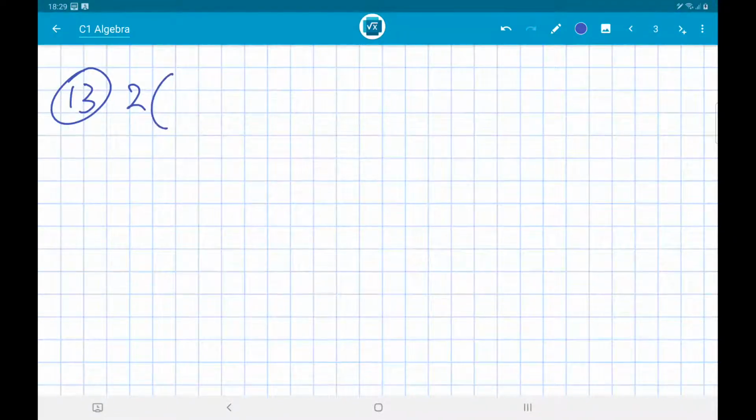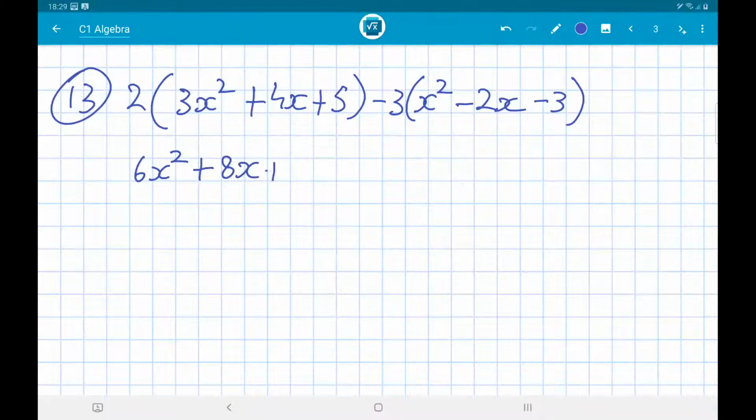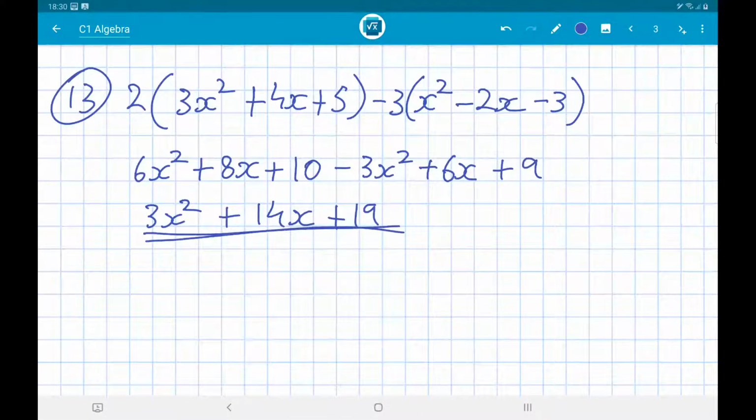You have 2, 3x squared plus 4x plus 5, minus 3, that's x squared, minus 2x, 2x minus 3. Okay, cool. So we end up with 6x squared plus 8x plus 10, and you have minus 3x squared, a plus 6x and a plus 9. Okay, simplify that. We end up with 3x squared plus 14x plus 19, and that is that.